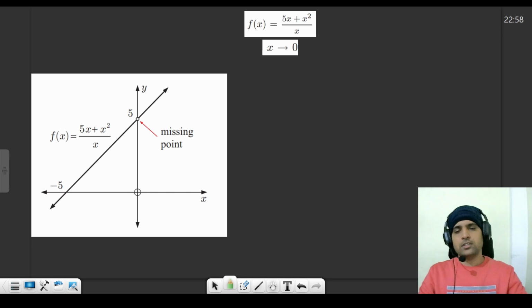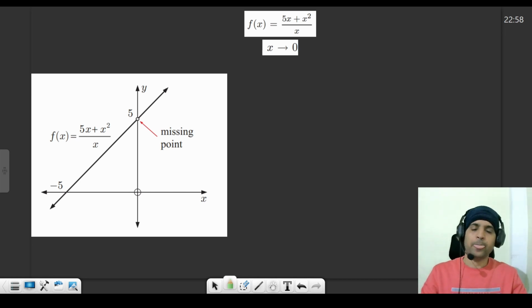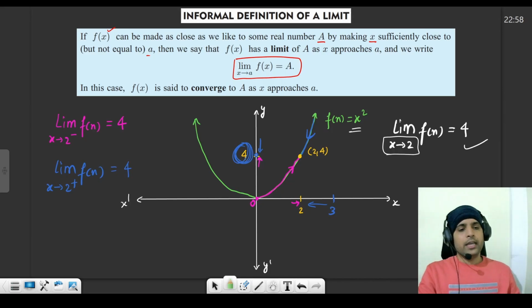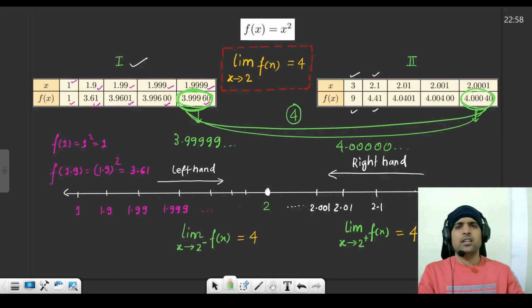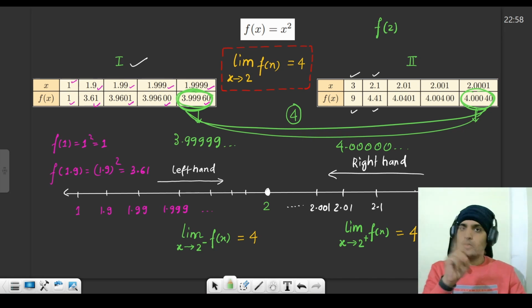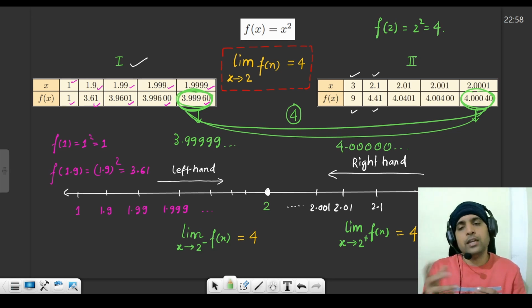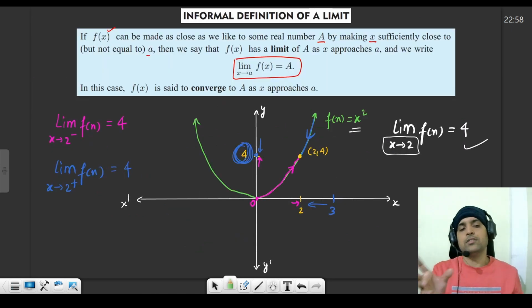So this is a function f of x. Now see one more thing. In the previous example, if you take the value of f of x at 2, you will get 2 square, which is equal to 4. So coincidentally the exact value of the function at 2 is also 4. But this will not be the case always.